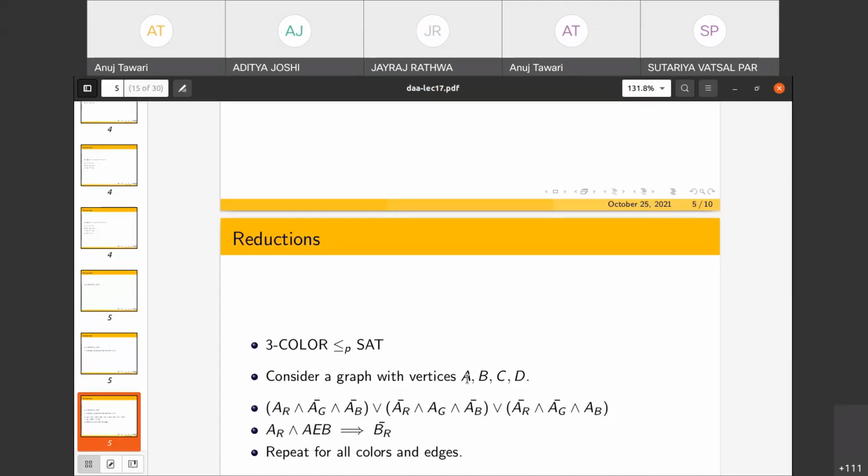And what was our second constraint? That no two neighboring vertices receive the same color. Okay. So the constraint here will be AR and A has an edge with B. So you are given the edges initially. That means B R bar, right? So if A is colored red and A is neighboring with B, then you cannot color B with red.